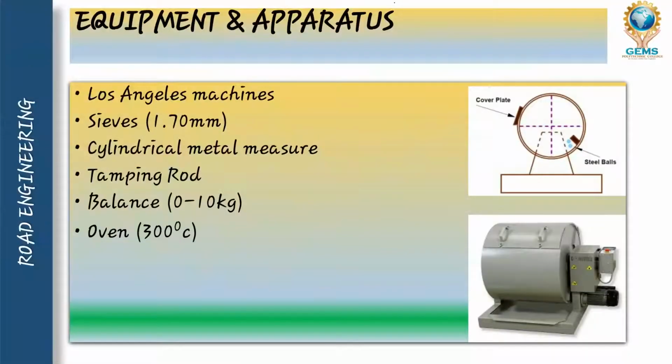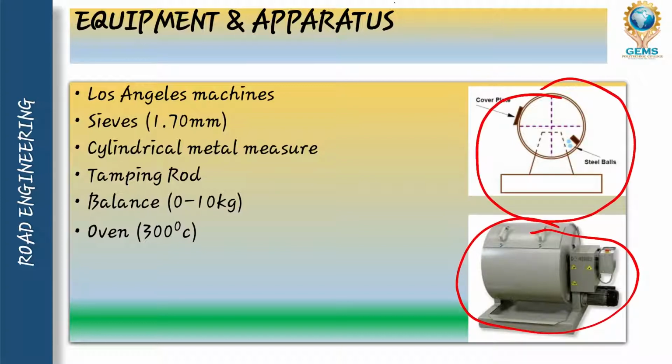Equipment and apparatus. In this test, what are the equipment used for checking the hardness of aggregate? That is Los Angeles machine, sieve 1.7 mm, then cylindrical metal measurement that you can see here in your images. This is the image of Los Angeles. It has a covering pan and steel balls, as you can see here. Then tamping rod, then balance 0 to 10 kgs, and oven you need for heating the material.